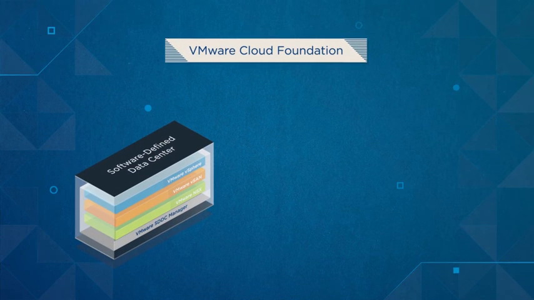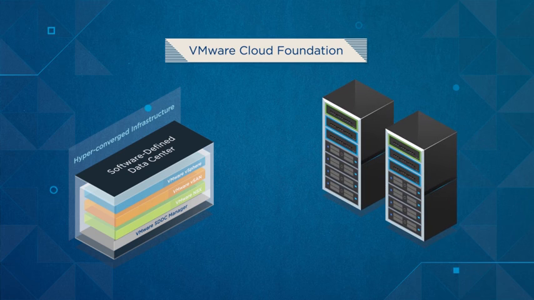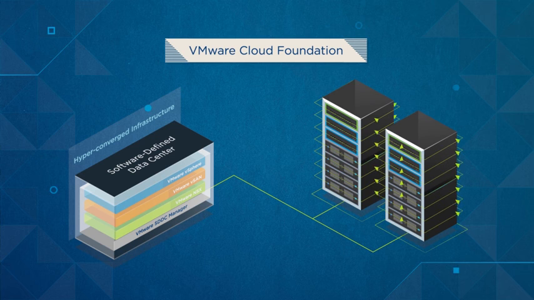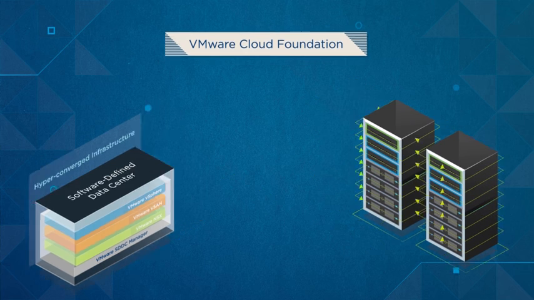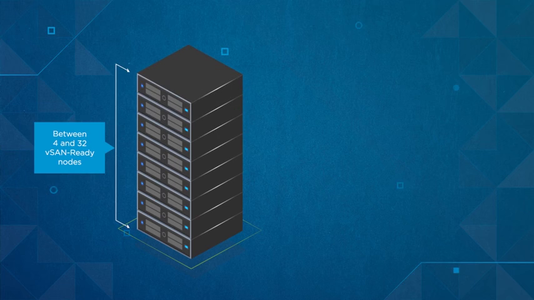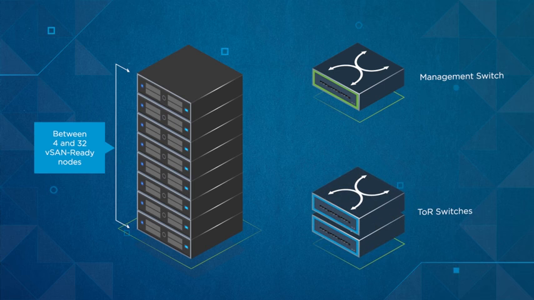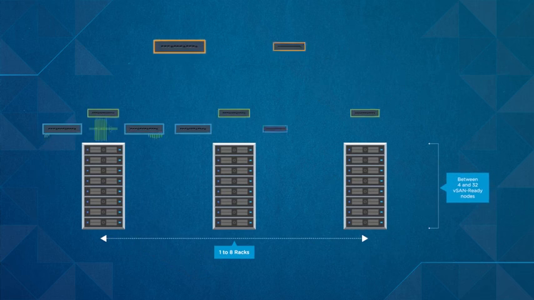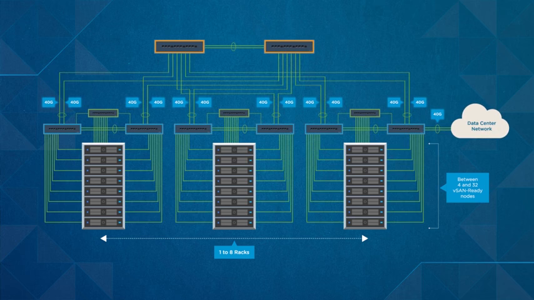Cloud Foundation implements a modern, hyper-converged infrastructure running on qualified servers and switches that are deployed inside a series of physical racks in the data center. Each rack consists of between 4 and 32 vSAN ready nodes, a management switch, and 2 top-of-rack switches. In multi-rack configurations, the separate racks are interconnected using a pair of inter-rack switches.